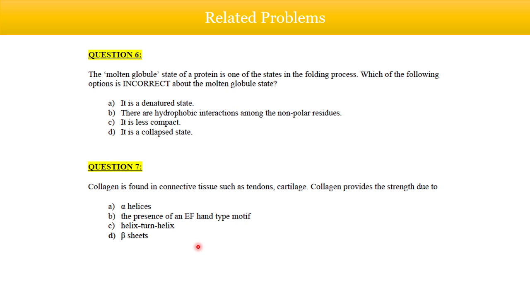Next one. The molten globule state of a protein is one of the states in the folding process. Which of the options is incorrect about the molten globule state? It is a denatured state, it has hydrophobic interactions among the nonpolar residues, it is less compact, or it is a collapsed state. Which option is incorrect? You have to tell me that. Where is this molten globule state basically located? It is mostly in between the denatured and the native state of the protein. Somewhere in between. So which option is incorrect?